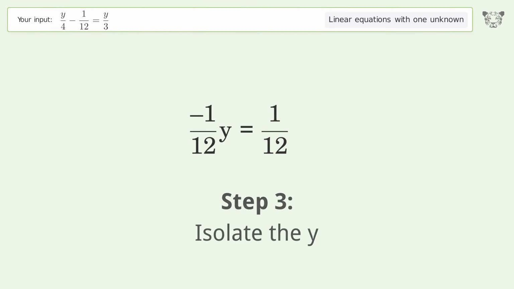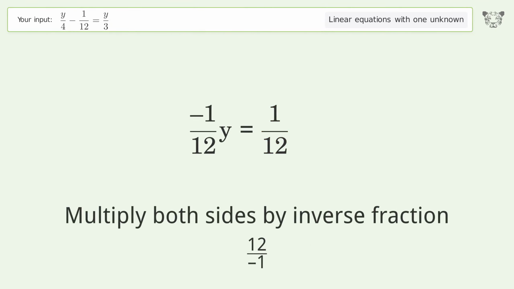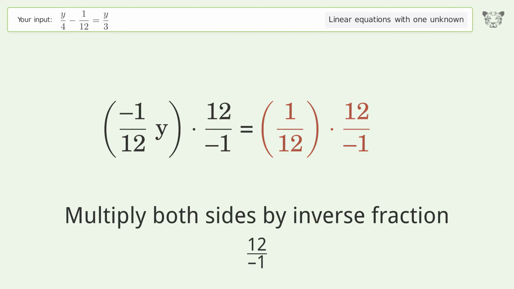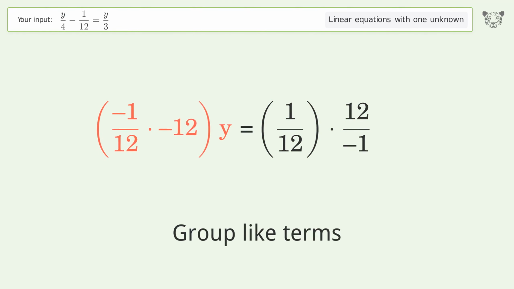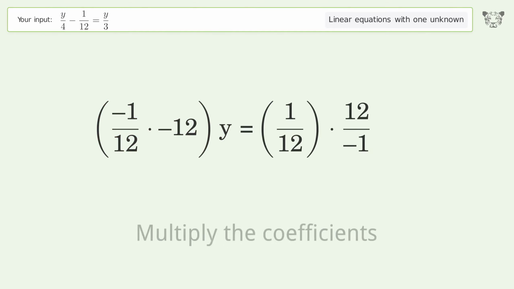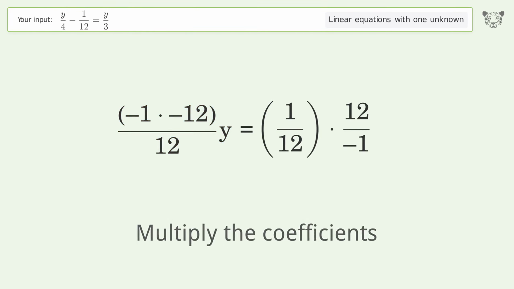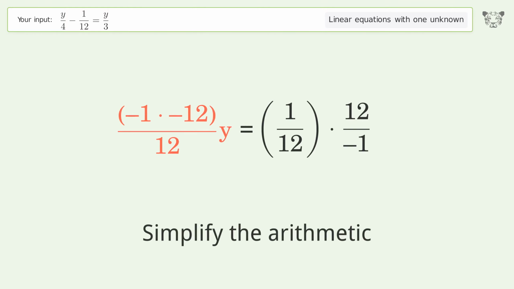Isolate the y. Multiply both sides by inverse fraction 12 over -1. Group like terms. Multiply the coefficients. Simplify the arithmetic.